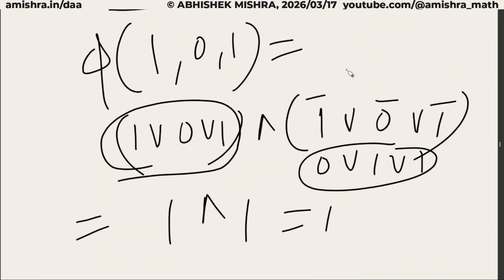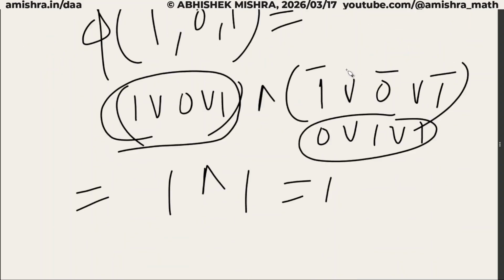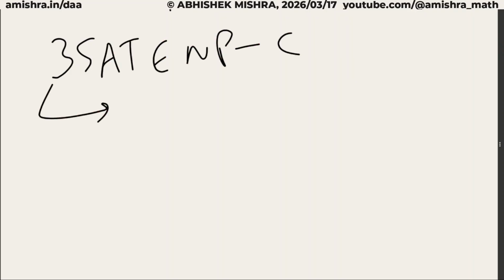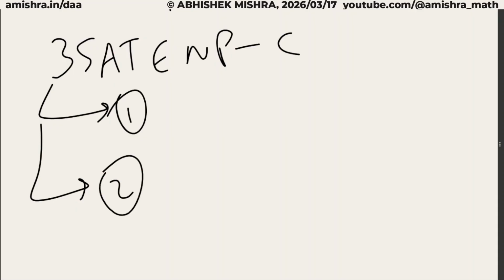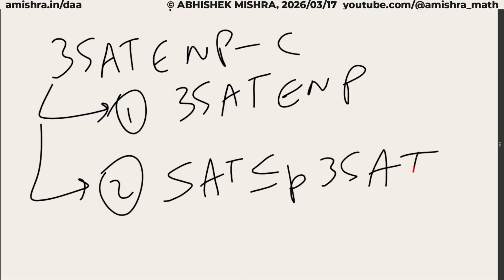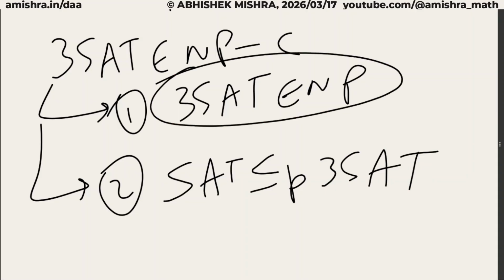Now we have to prove that 3-SAT is NP-complete. Two things we have to prove. First, 3-SAT is in NP. Second, we show a reduction: SAT reduces in polynomial time to 3-SAT. The first proof is almost the same as the proof that SAT is in NP.